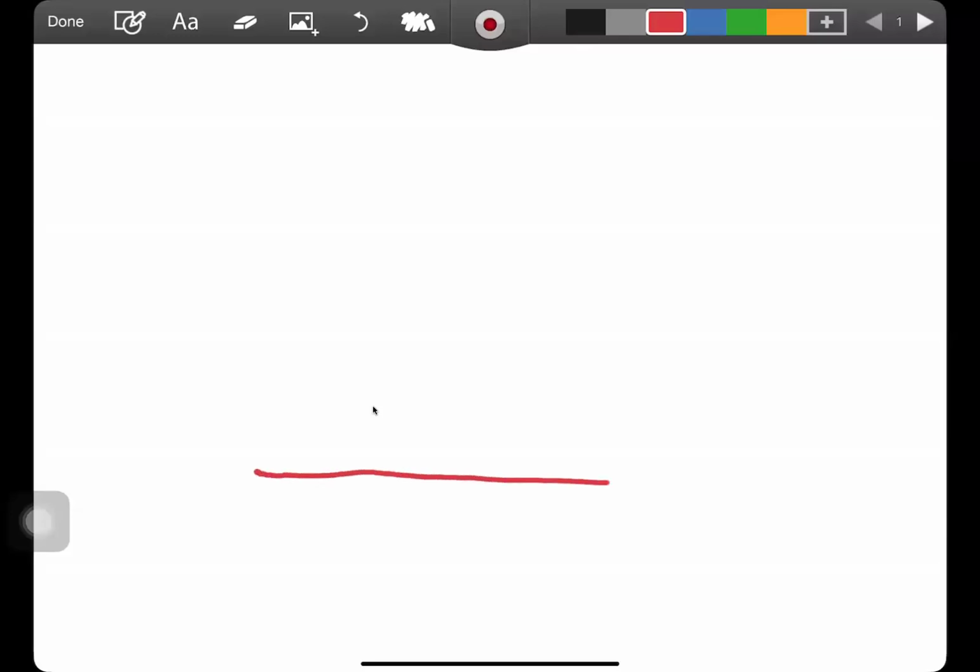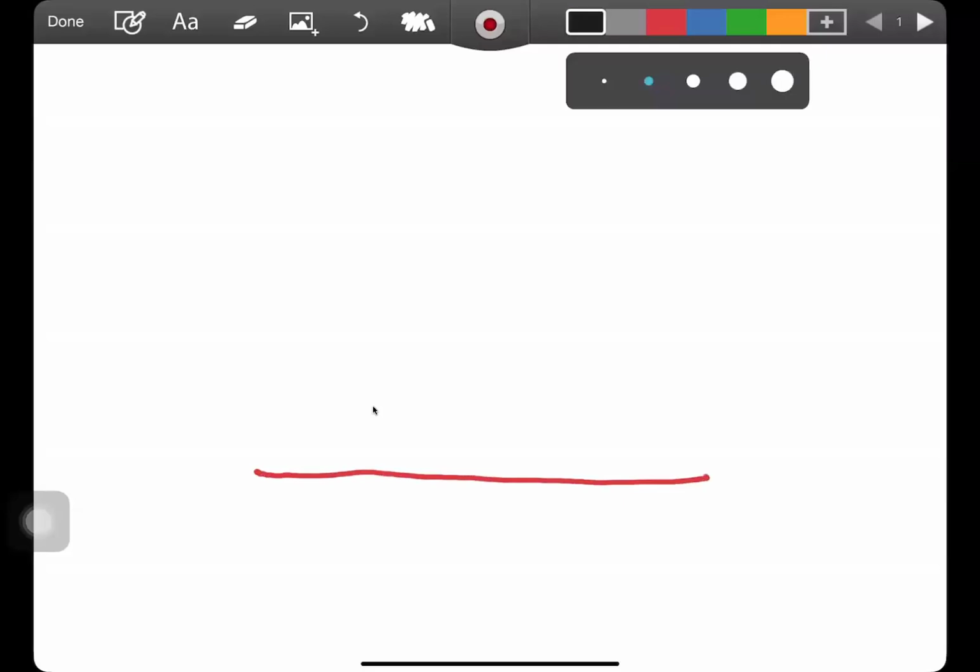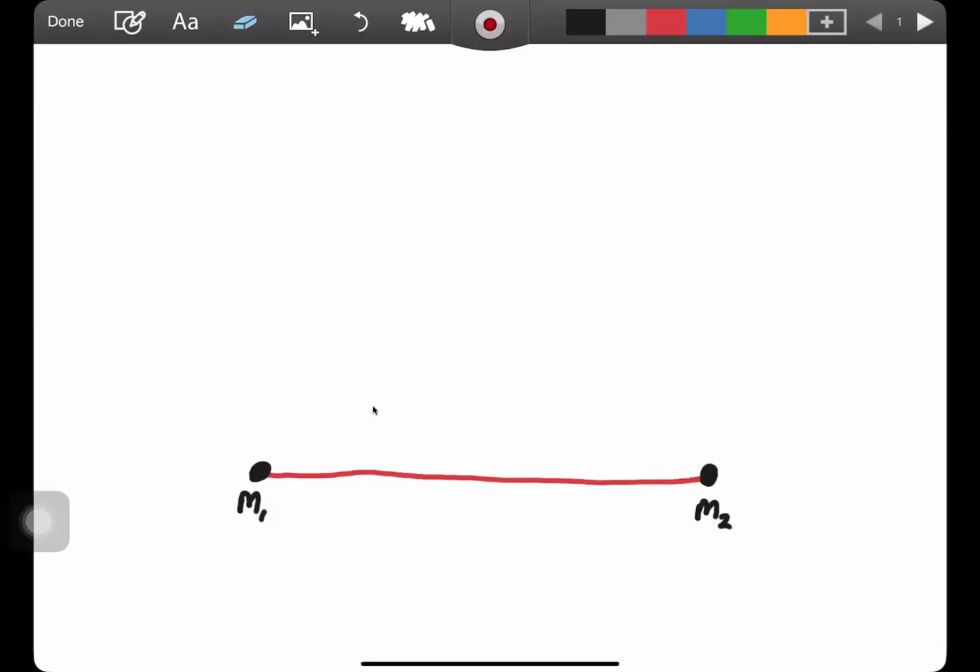Picture we have a teeter-totter. And so let's say that there's two people. One has mass M1, the other has mass M2. And for starters, I'm going to put the fulcrum somewhat in the middle of the teeter-totter.